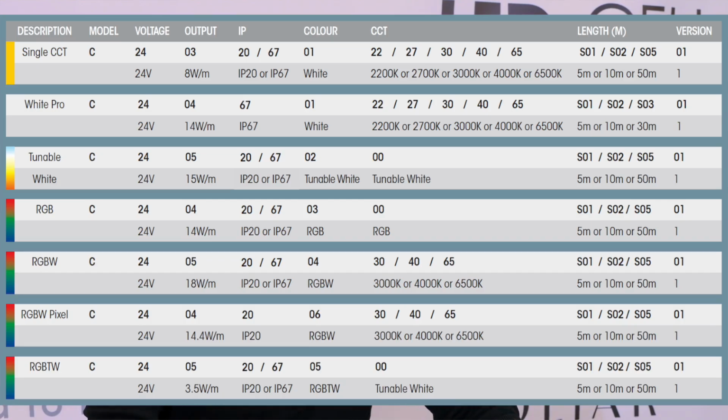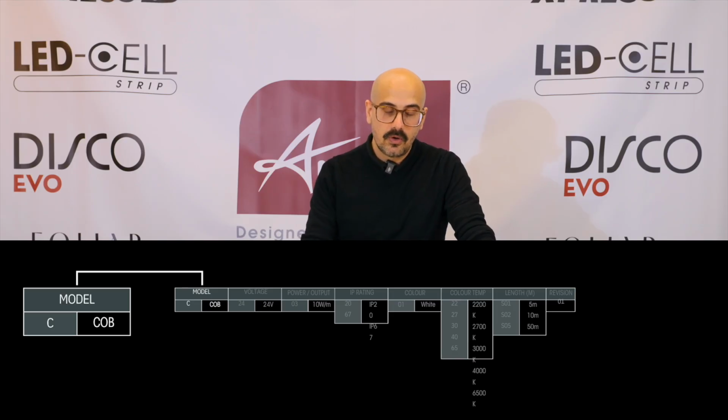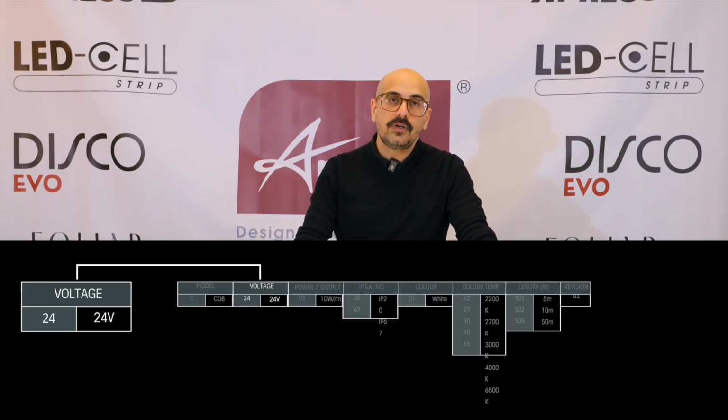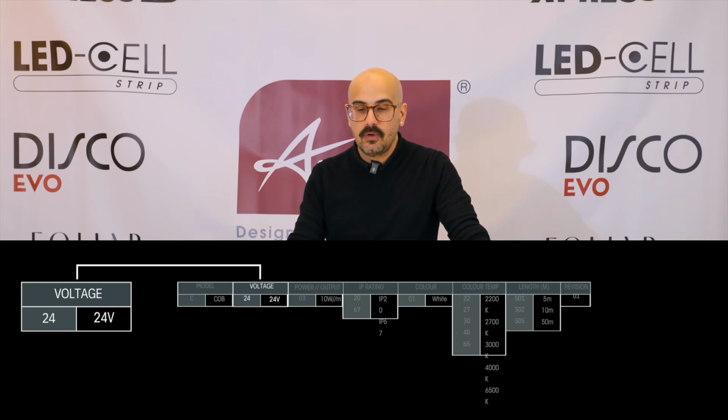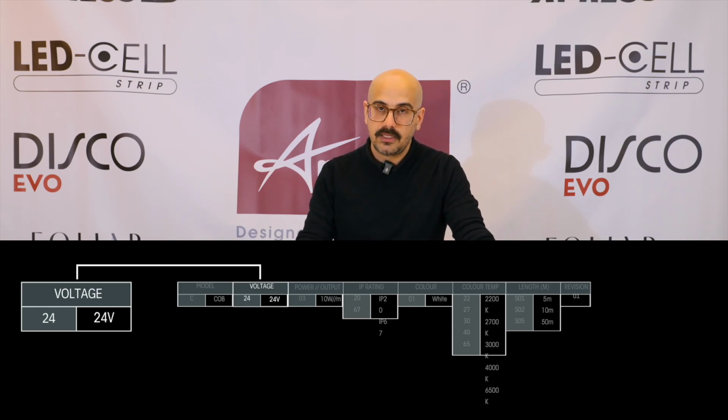The first element of the code is the letter of the portfolio. In this case, it is C. So the code starts with C, indicating C-cell, followed by /24. 24 indicates the voltage of the range. 90% of our range is 24 volt, so most of the codes start with a letter followed by /24, besides the U-cell, that is 48 volt, so it will be U48.